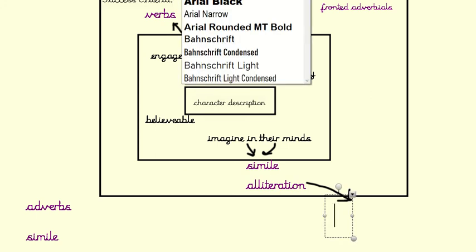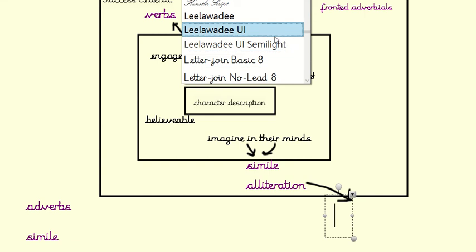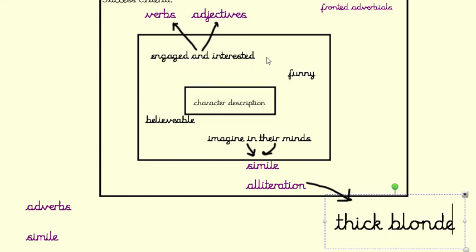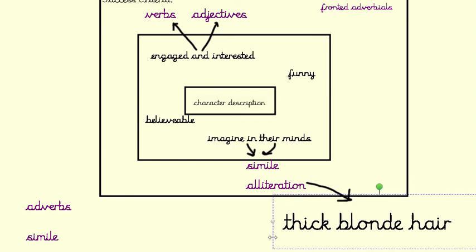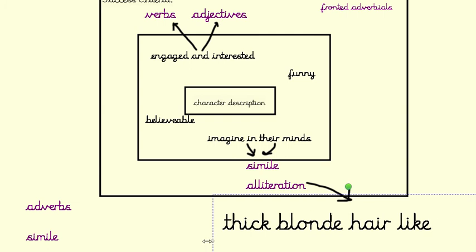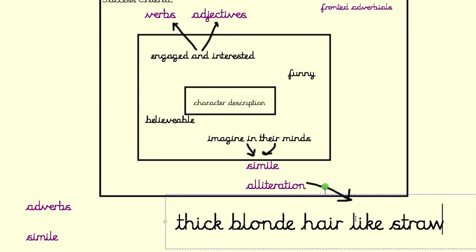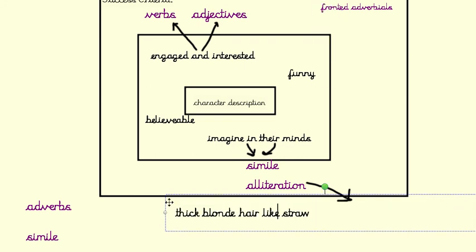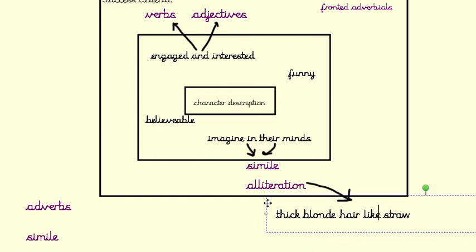My character is blonde and has hair like straw. Thick blonde hair. Like straw. I'm starting to plan a simile that I could use. I know it's not exactly correct, and I know it will need some work in my writing, but it is a starting point that I can use.